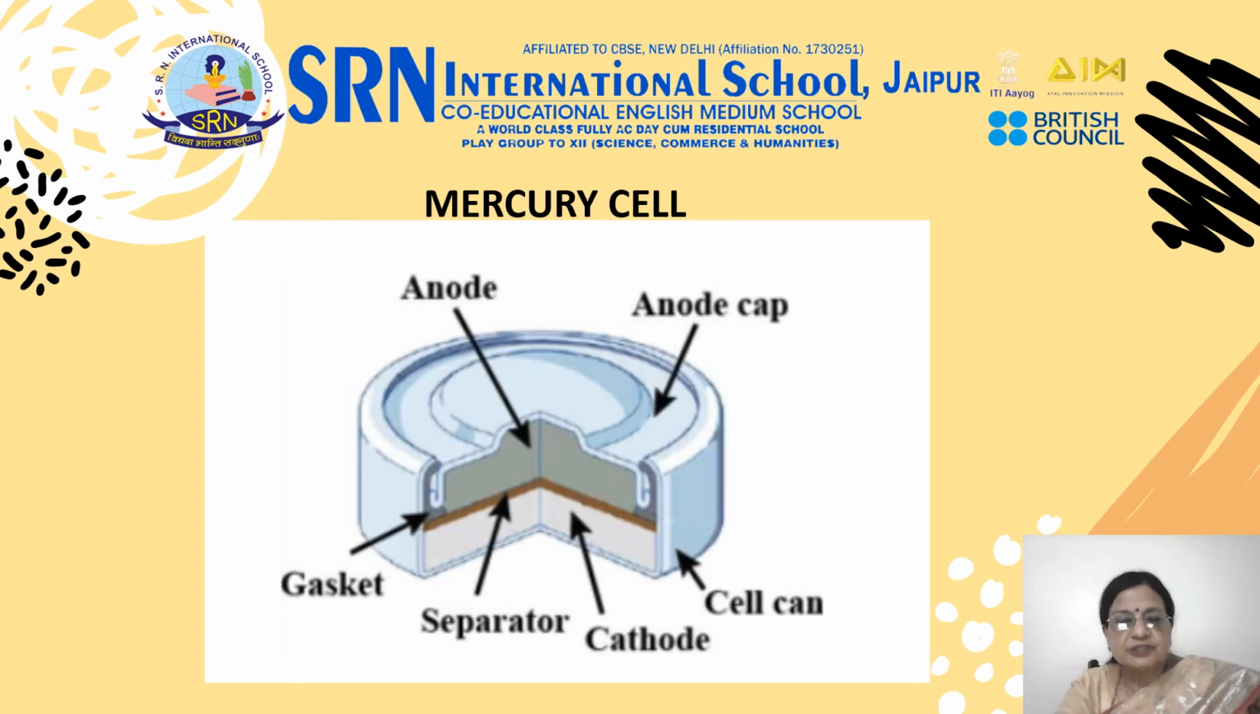At the anode, the zinc reacts with OH minus ions of the KOH electrolyte to form zinc oxide, water, and 2 electrons are evolved. At the cathode, the 2 electrons are accepted by mercury oxide and water to form mercury and OH minus ions. So the net reaction is that zinc amalgam reacts with mercuric oxide to form zinc oxide and mercury.